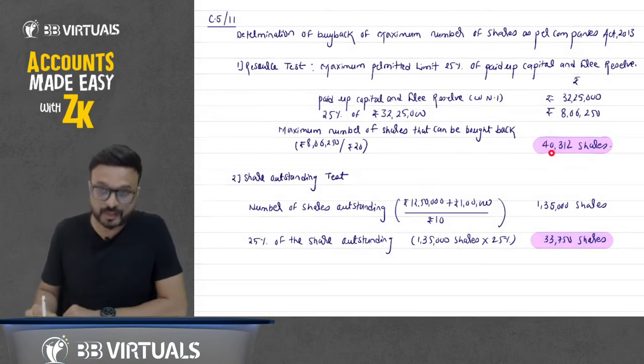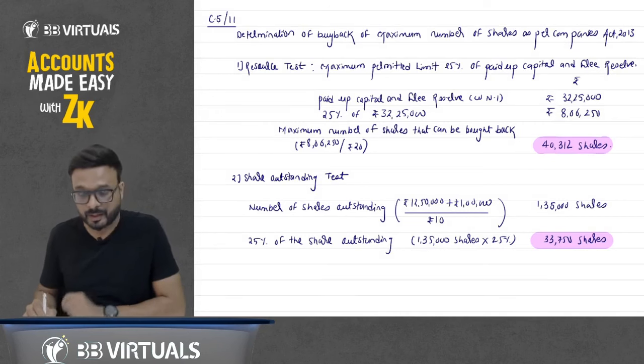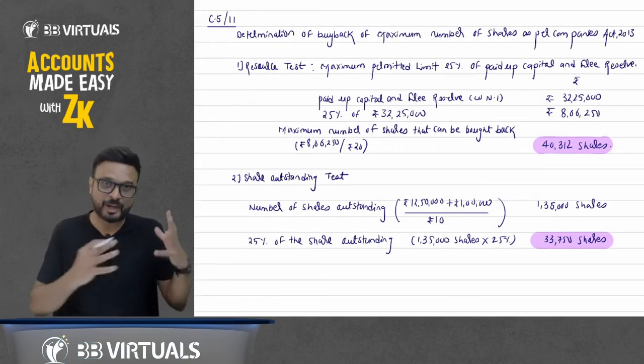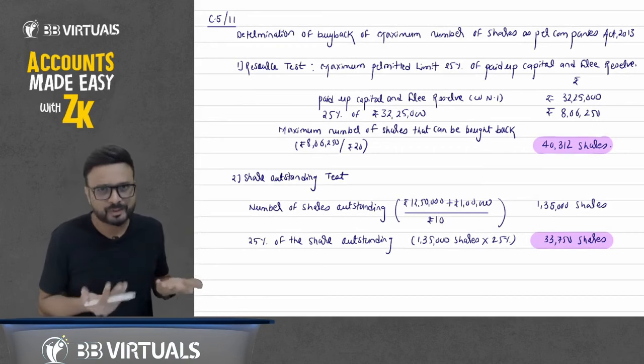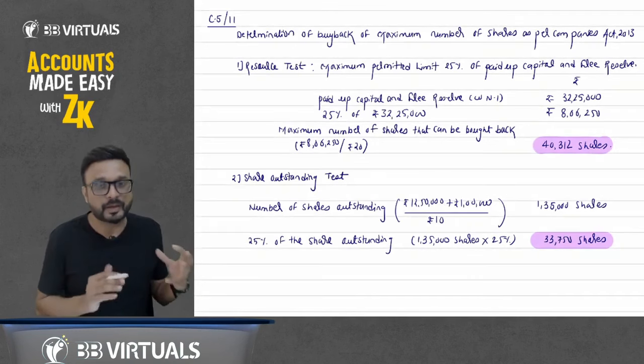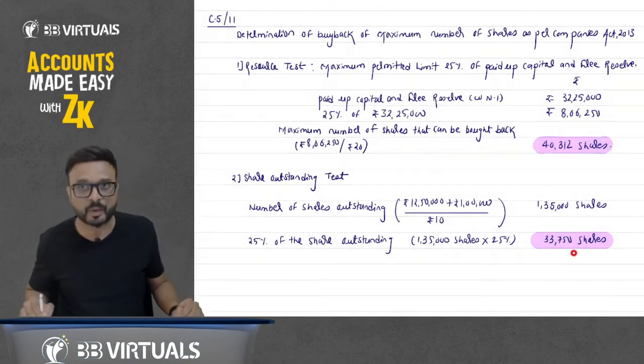Here it is, 40,312. So as per the first condition, 40,312. As per the second, 33,750. How much do we want to buy back? We want to do a buyback of 25,000 only. So there is no violation of the first test, and no violation of the second test. It was 25,000, lower than this and lower than this.